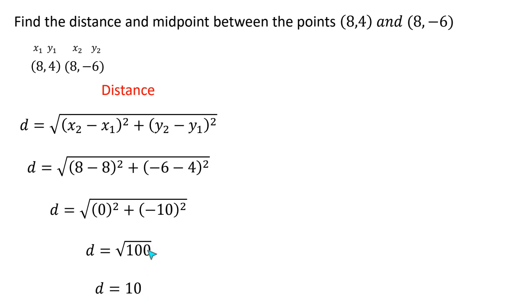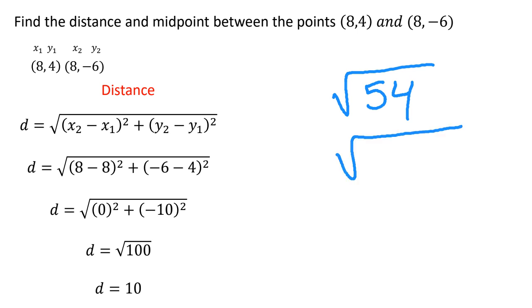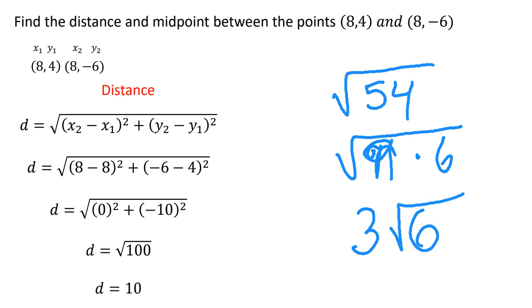But if you don't have a perfect square, then you would want to break it down. For example, if you had the square root of 54, that is not simplified, so you want to find a perfect square. When I see 54, I think about 9 times 6. Notice that 9 is a perfect square, so the square root of 9 can come out as a 3. The 6 is not perfect, so it stays inside the square root. This would be your simplified answer.